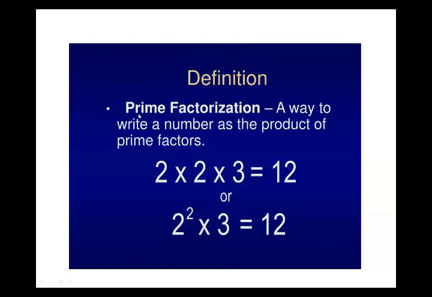So what is prime factorization? It is a way to write a number as a product of prime factors. As you all know, the number 12 has different factors. The factors 2 into 6 make 12, 3 into 4 make 12, and 1 into 12 make 12.